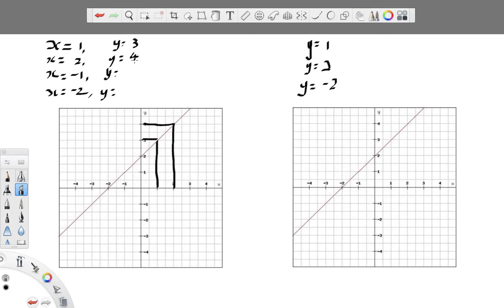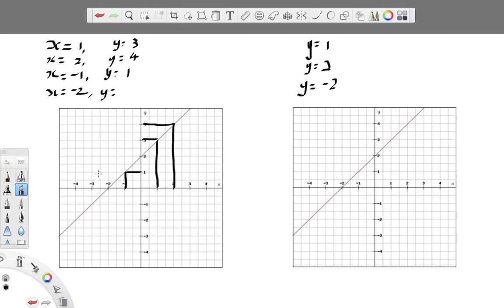Okay then, what about when x is equal to minus 1? Well, we'd find minus 1 on our x-axis. We do the same thing, draw up to the line, and then we draw across to our y-axis. So instead of going left, we go to the right here because we're into the negative numbers. So we draw across and we find that when x is equal to minus 1, y is equal to 1.